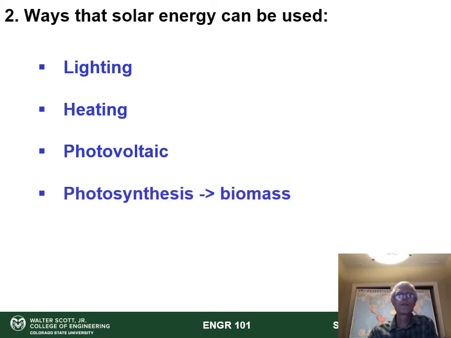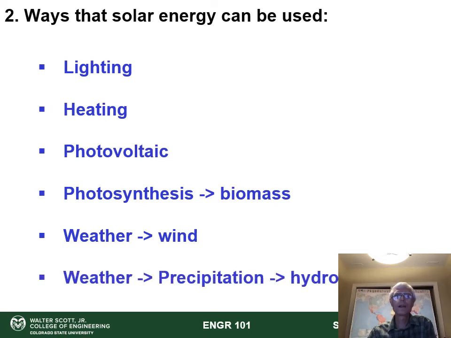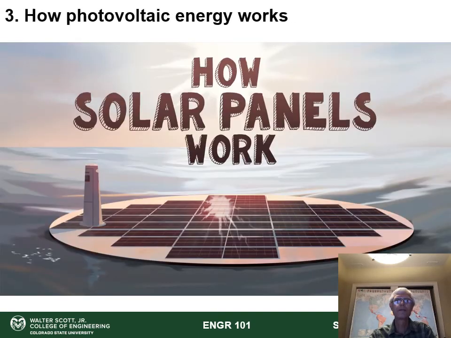You can also use solar energy to produce biomass, so basically by growing plants. Solar energy also creates weather. That weather can create wind. And so when you have wind turbines, that's another way to get energy that indirectly came from the sun. And even more indirectly, that weather can create clouds, evaporate water, and then that can be dumped somewhere else. And so hydropower is also an indirect way that we use solar energy.